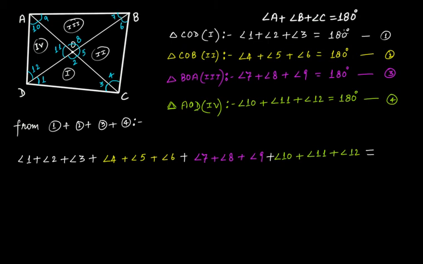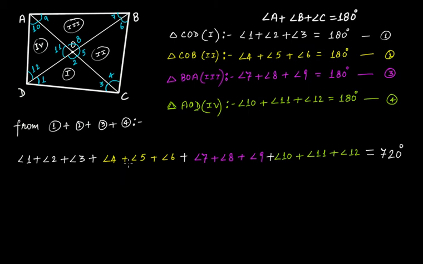to 180 degrees plus 180 degrees, which is 360 degrees. 360 degrees plus 180 degrees is 540 degrees. And then 540 degrees plus 180 degrees is 720 degrees. So this is 720 degrees. We'll add the RHS, the right hand side, together.